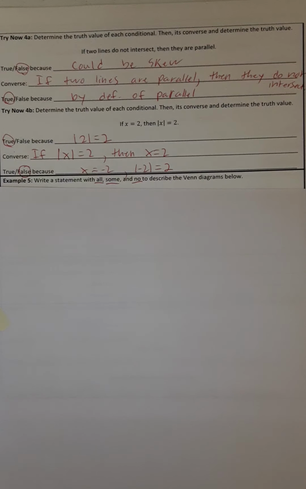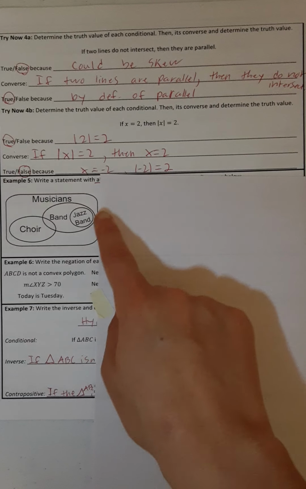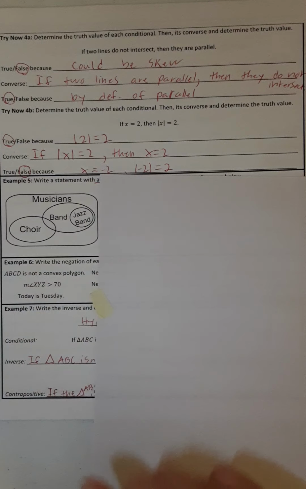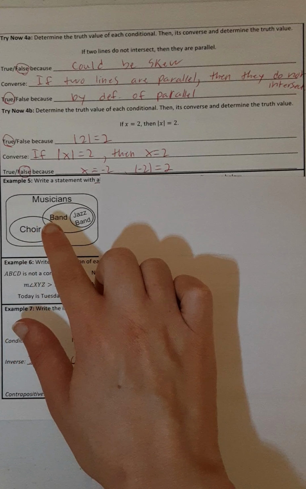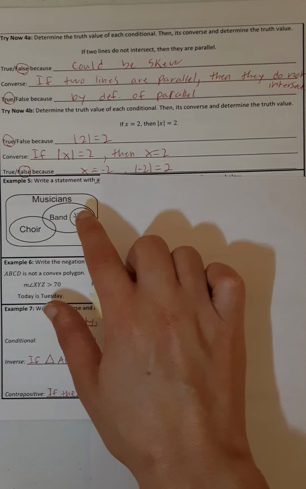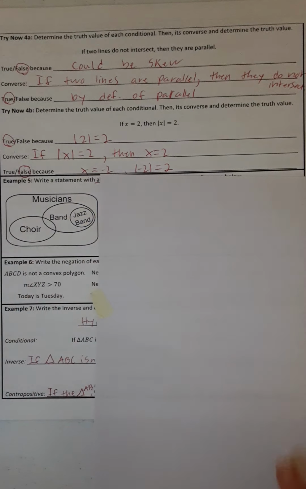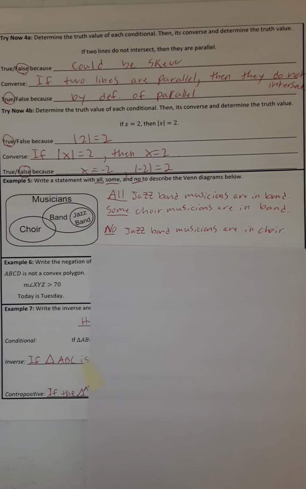Okay, example 5. Write statements with all, some, or no to describe the Venn diagram. So here's our Venn diagram. Our all statements. So here we see that we've got jazz band students, and choir students. Some choir students are band students. There's some overlap there. All jazz band students are band students, but no jazz band students are choir students. So I've written those down here.